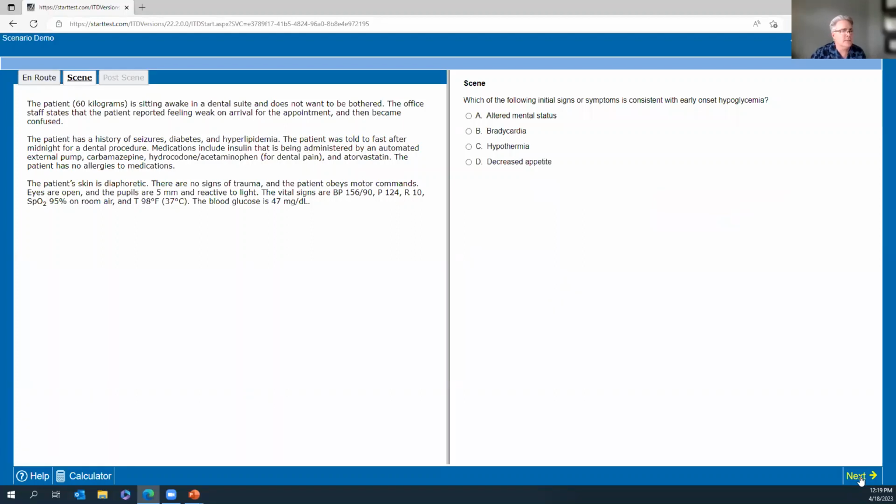My next question is, which of the following initial signs and symptoms is consistent with early onset hypoglycemia? This is a multiple choice. And the best answer here is this altered mental status.